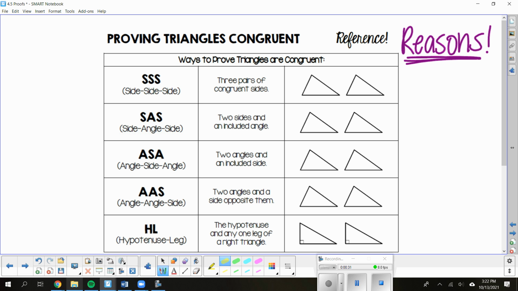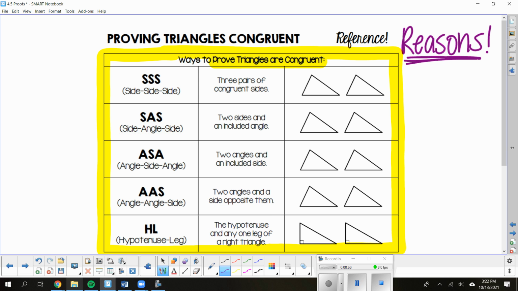Statements are all the things that you are stating that you are proving. So if you're trying to prove triangles are congruent, our statement is going to say triangle congruent to triangle. These are the reasons we can choose from. Anything in this box is valid for you to choose why two triangles are congruent. So again, if it says triangle congruent to triangle, you can choose anything from this box.